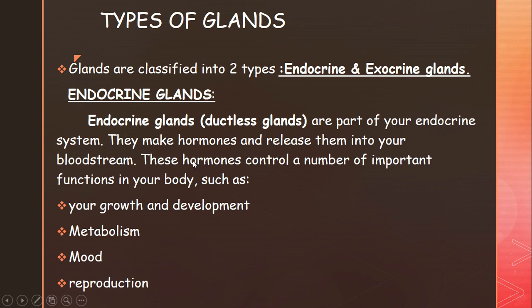The hormones released in the bloodstream have certain functions in your body: growth and development, and metabolism. Metabolism means the chemical changes happening in our body, like digestion and respiration. Those chemical changes are called metabolism. Also the mood and the reproduction. All these things are happening by the hormones generated by the endocrine glands.